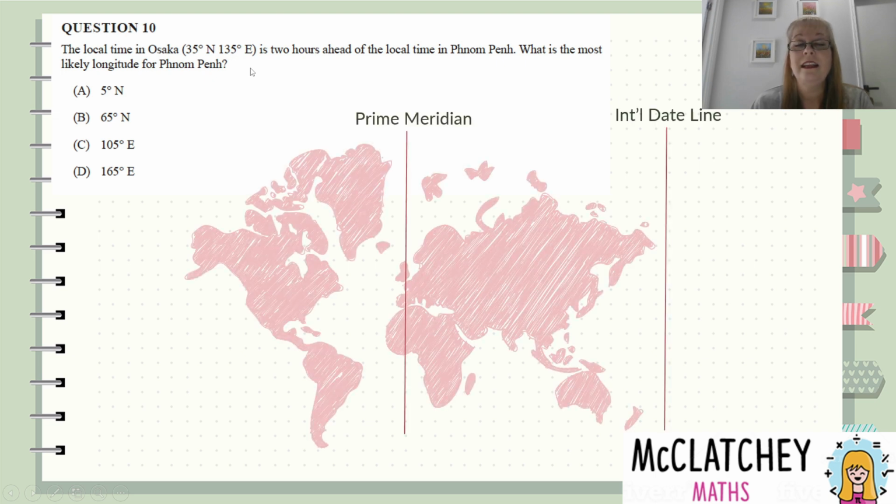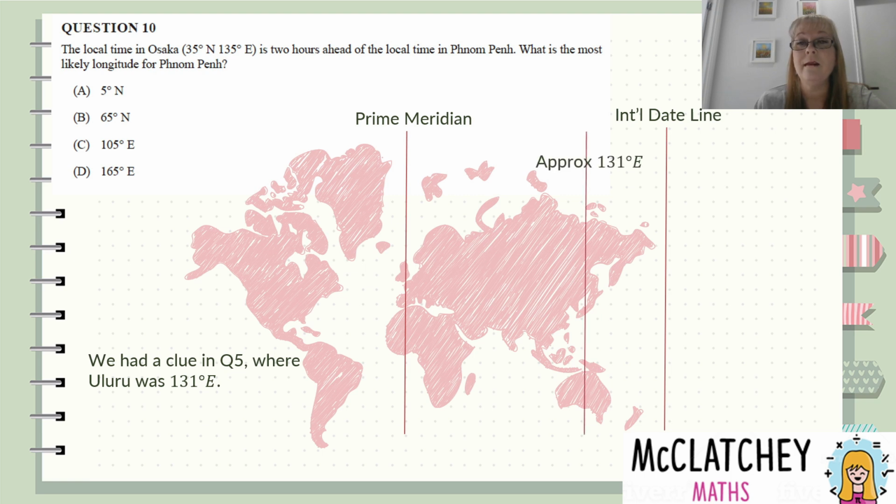Okay, so firstly, here's my little sketch of the world. I've got my prime meridian passing through England here, and I've got my international dateline all the way over to the right. Okay, so if I've got 135 degrees east as my longitude, that means it's going to be in this part here. And I happen to know Japan, where it is. Okay, so that clue in question 5, when they told us that Uluru was 131 degrees east, we could see that on the map here, where Uluru roughly is. So sometimes the questions can help you with other questions.